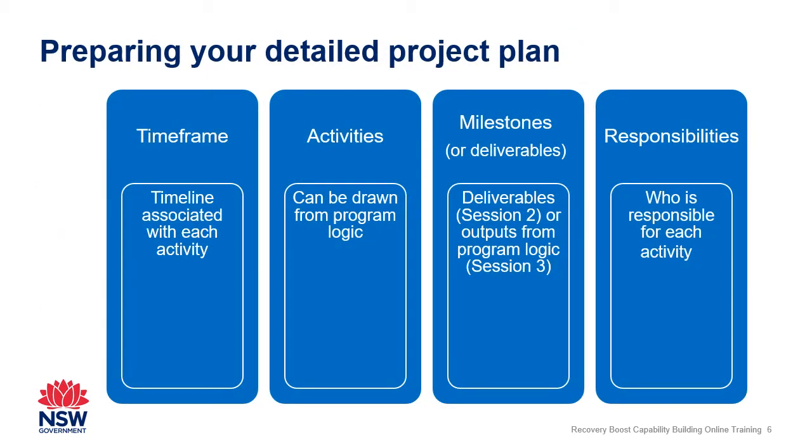This diagram shows the key elements of a project plan, including the time frame, activities, milestones, and responsibilities. As you can see, some of these elements, such as activities and milestones, link up with the program logic we discussed in the session on planning how to evaluate your project. This illustrates that you can start planning your project with the end outcomes and evaluation in mind, and use this to then work backwards and think about each step of your project.